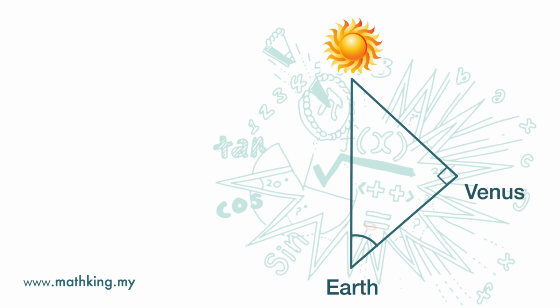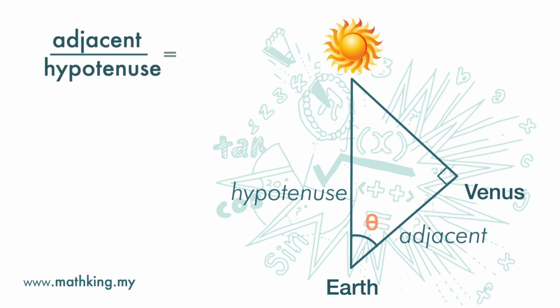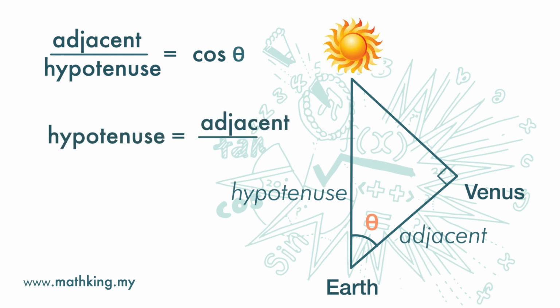Here we have the angle theta, the angle between Venus and the Sun. The adjacent side is the distance between the Earth and Venus. Hypotenuse is the distance between the Earth and the Sun. We have adjacent and hypotenuse. Adjacent over hypotenuse is cosine. Then, the hypotenuse is adjacent over cos theta.